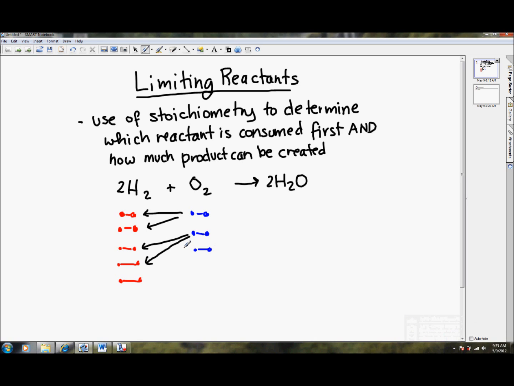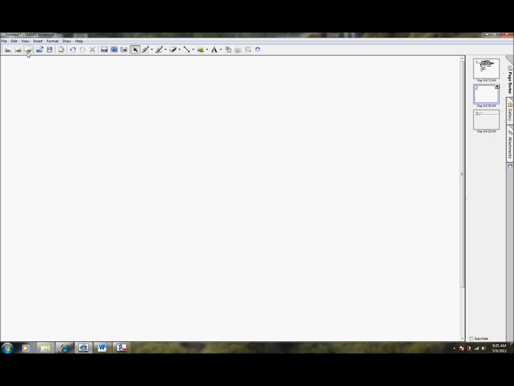Well, there has to be an easier way of doing this than doing something visually here. And that's what we're going to talk about today. We're going to talk about using stoichiometry to find out the answers to these questions.